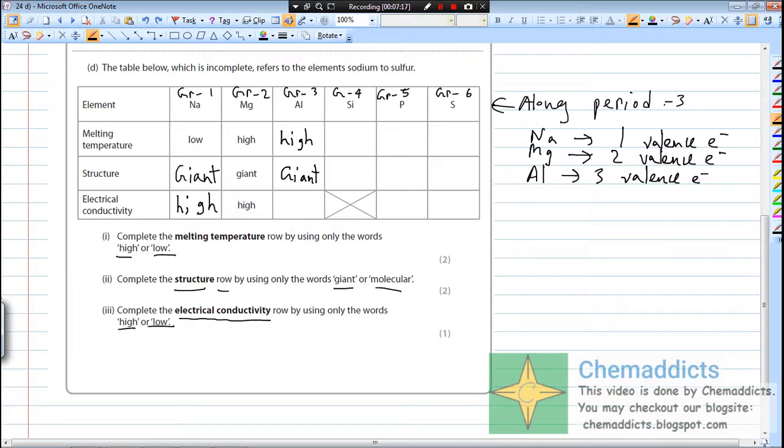Okay, so electrical conductivity, obviously, since it is a metal, it will have high conductivity of electricity. Okay, high electrical conductivity, since any element that has valence electrons, free electrons, obviously it will conduct electricity, as simple as that. Normally, usually metals have valence electrons, so that's why it conducts electricity.